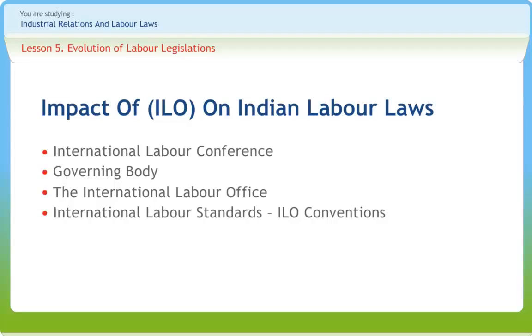The governing body is composed of 28 government representatives, 14 worker group representatives, and 14 employers group representatives. 10 of the government seats are held permanently by Brazil, China, France, Germany, India, Italy, Japan, the Russian Federation, the United Kingdom, and the United States. The remaining government representatives are elected by government delegates every 3 years.